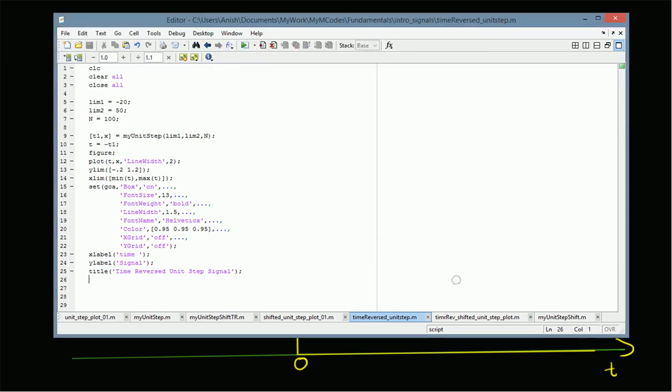Now let us look at the combination of both shifting and time reversal. So we are going to look at the signal x4 of t, which is equal to u of a minus t. That is, it is both time reversed and shifted. Now first let us look at how the graph is supposed to look like.